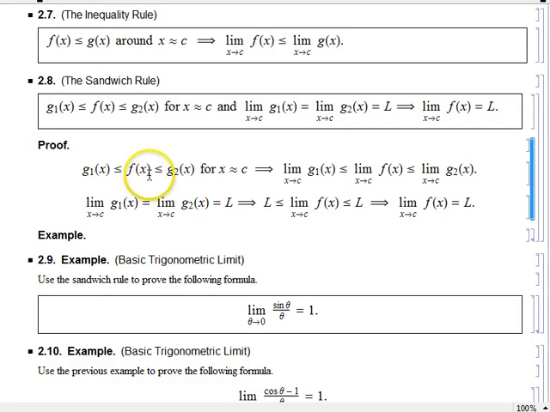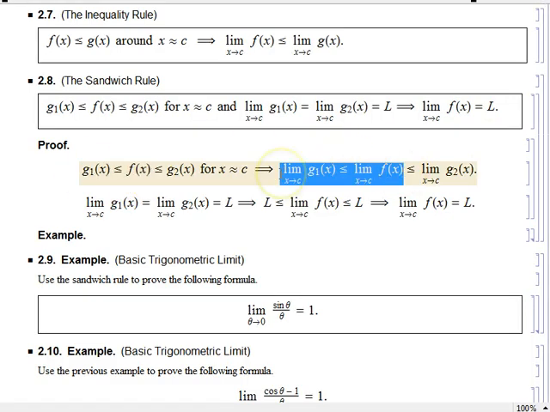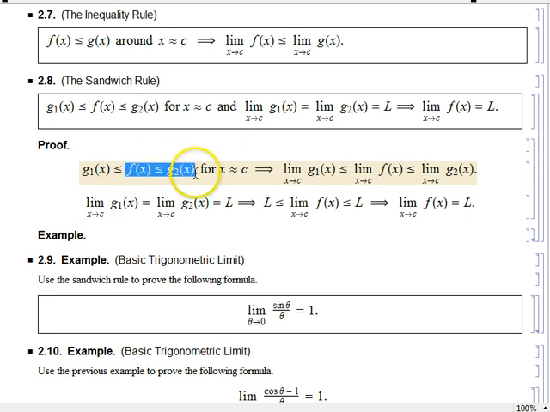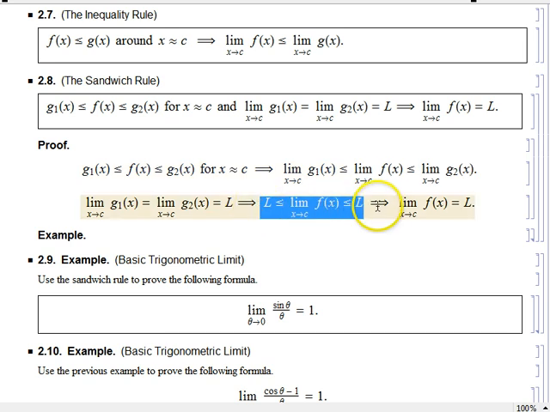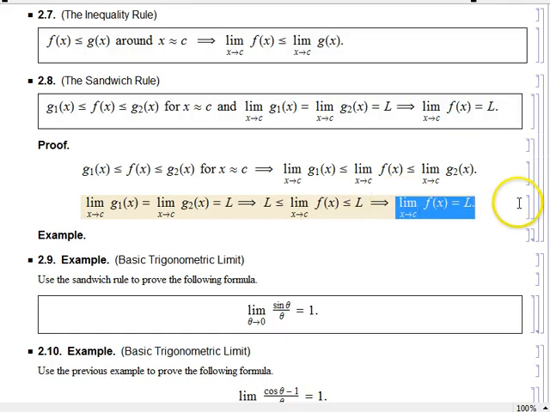Because f is greater than or equal to g1, limit of f is greater than or equal to that of g1. And same here, f is less than or equal to g2, so limit of f has to be less than or equal to that of g2. But what did we say? g1 and g2 have the same limit, L. So what kind of real number is both greater than or equal to L and less than or equal to L? Well, that's how we get the limit.